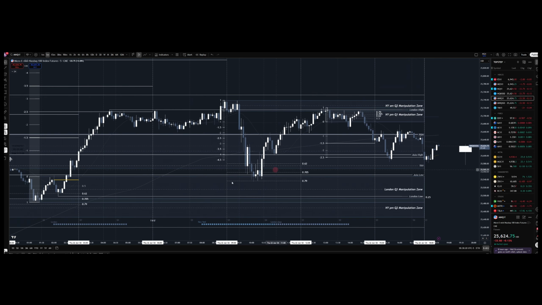And if we do our OTE from that low to this high, we come back down to 0.79 again.